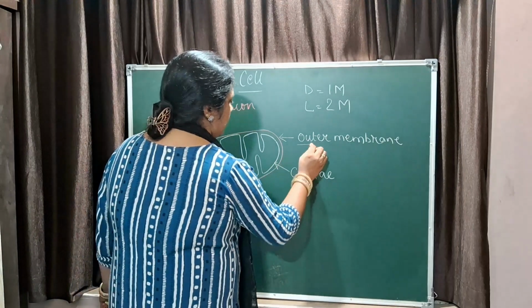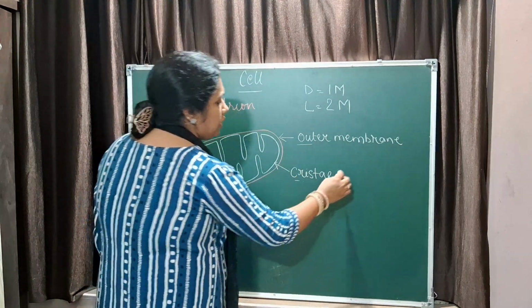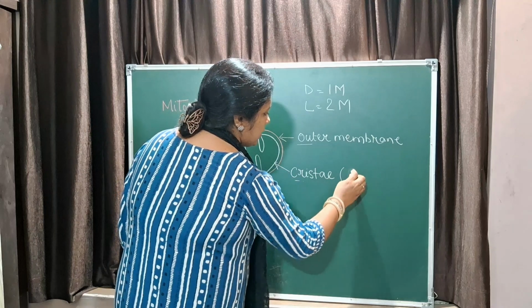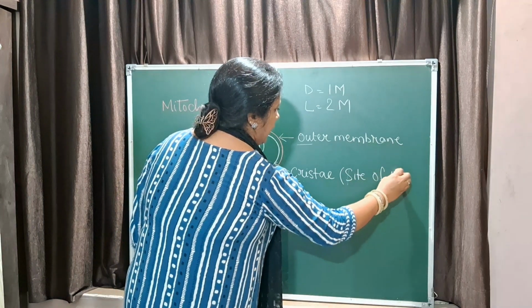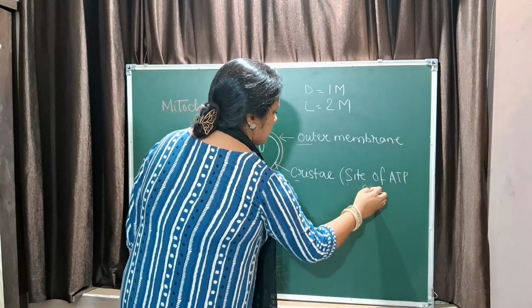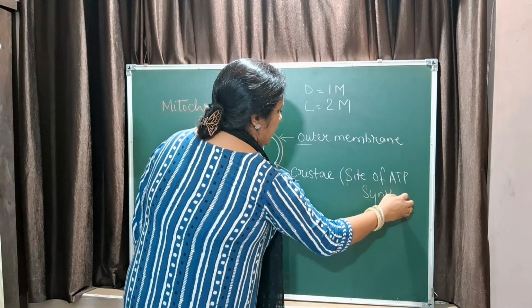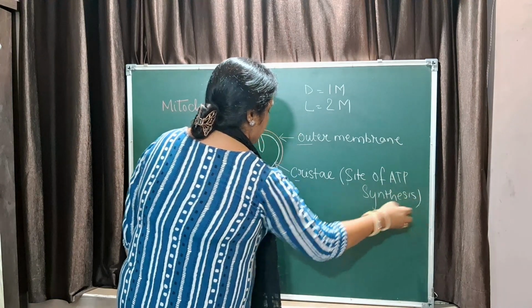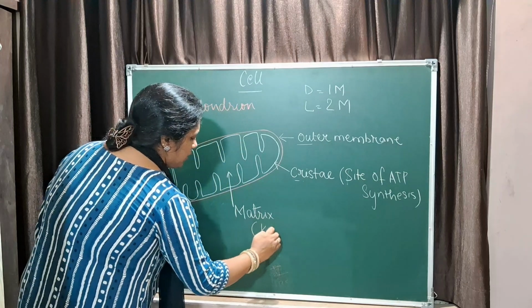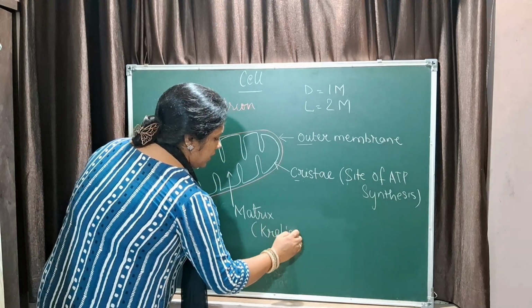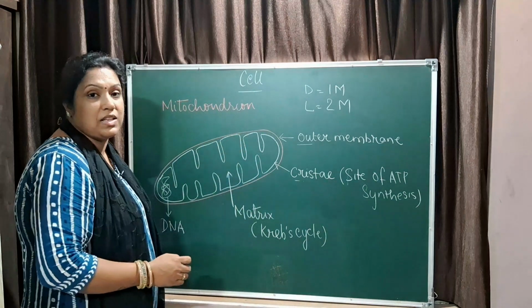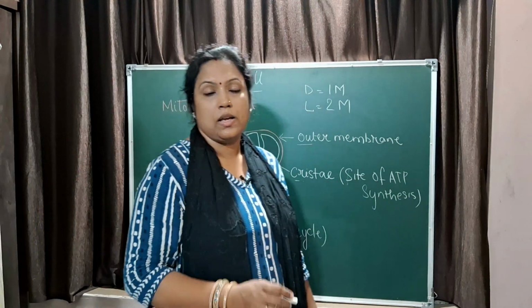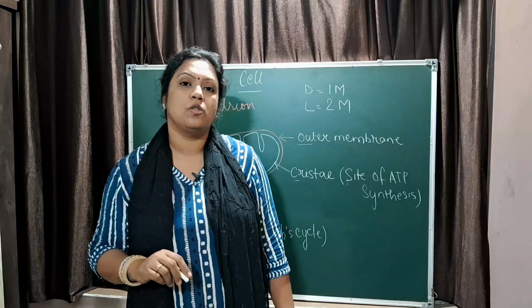Outer membrane, inner membrane. The main function of the inner membrane is that this is the site of ATP synthesis. And in the matrix, you have the Krebs cycle. Those who are in standard 9, we will study chapter 7, that is respiration in plants, and chapter 14, that is respiration in human beings.